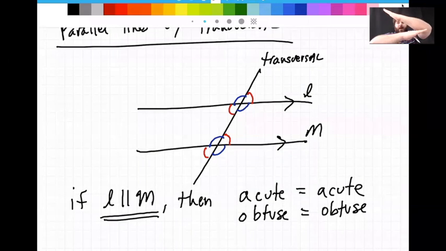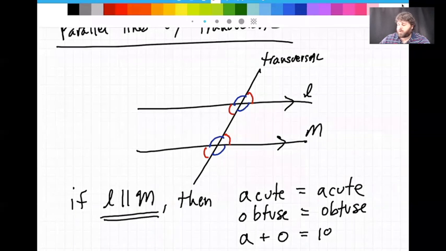If these two lines are not parallel, right, this is parallel, this is not parallel, then this is not going to work. This only works if they're parallel. So all the acutes are equal, all the obtuses are equal, and any acute plus any obtuse is going to equal 180 degrees. Any blue plus any red is going to equal 180 when you add them together. All right, that's if the lines are parallel.